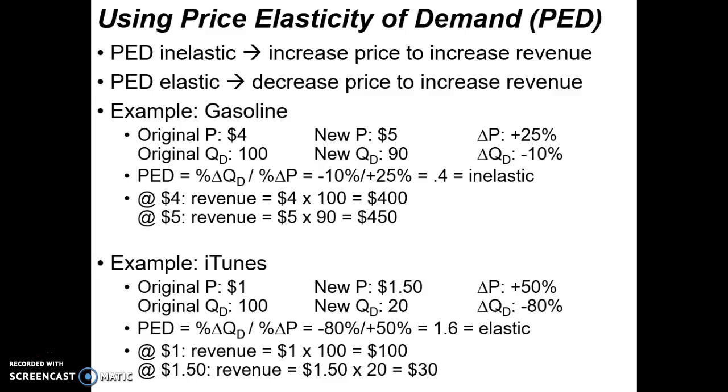Sure enough, if we do the math, at $1, iTunes was selling 100 songs in this one area for $100. When they raised the price to $1.50, demand dropped significantly such that now they're only making $30 in revenue. See the huge decrease in revenue.